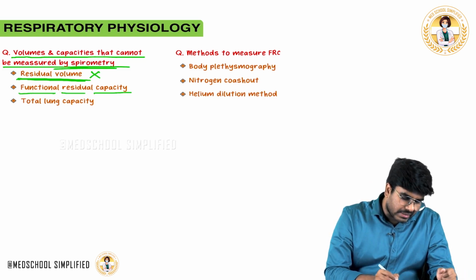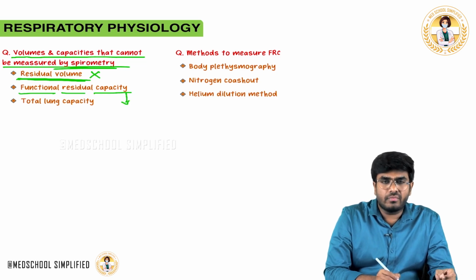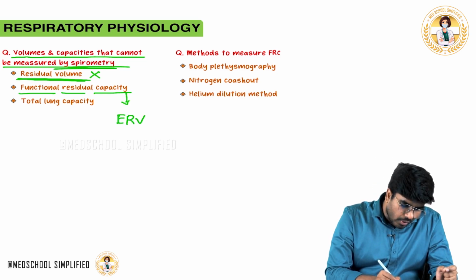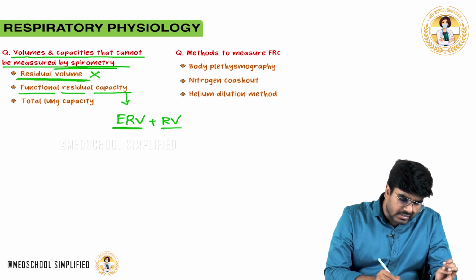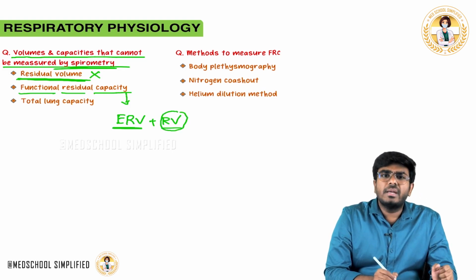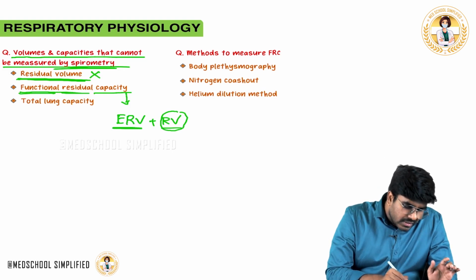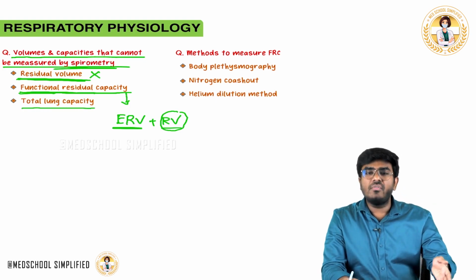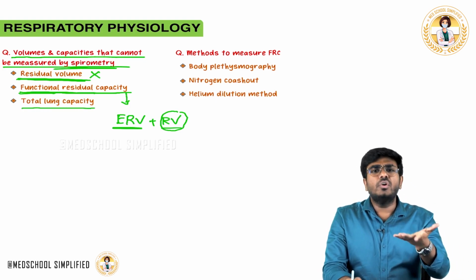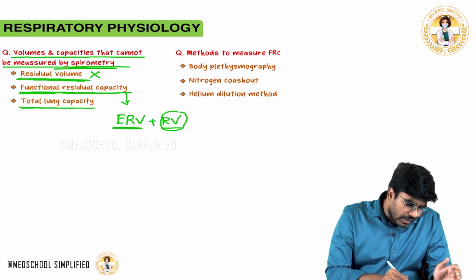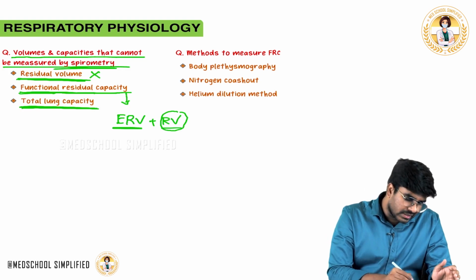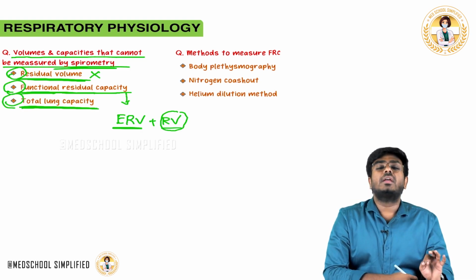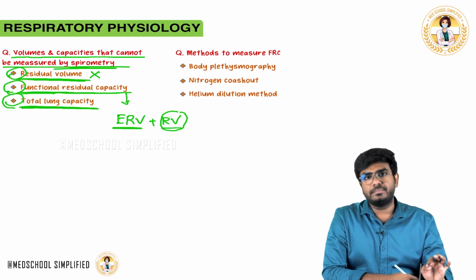Now, functional residual capacity is a combination of expiratory reserve volume plus residual volume. You can estimate the expiratory reserve volume, but residual volume you cannot estimate. Why? Because it's not coming out. So, automatically, functional residual capacity is also not calculated with spirometry. And total lung capacity is a combination of all the volumes, including residual volume. If you cannot calculate residual volume, automatically total lung capacity cannot be estimated. So these three, one volume, residual volume, and two capacities, functional residual capacity and total lung capacity, cannot be measured with spirometry.